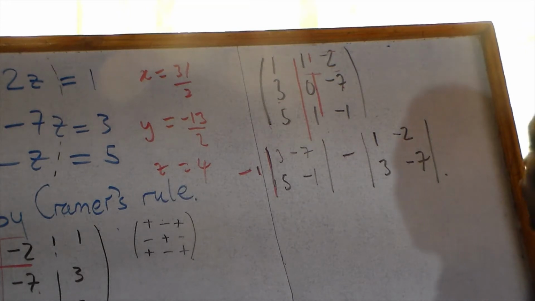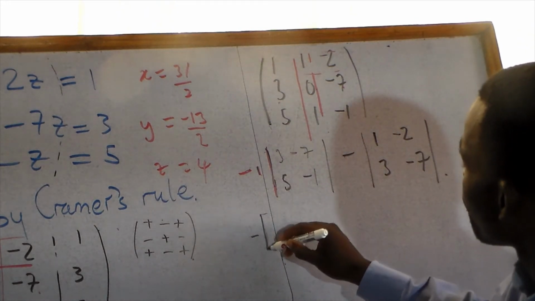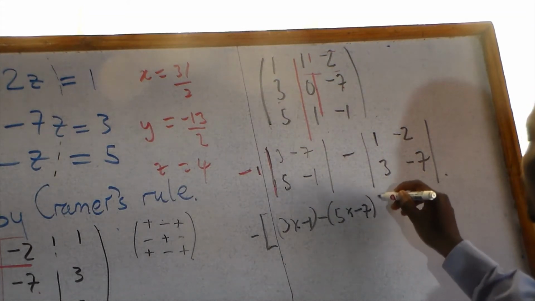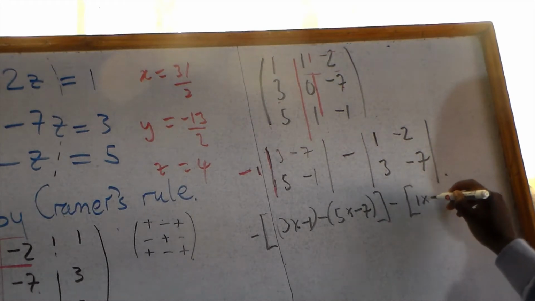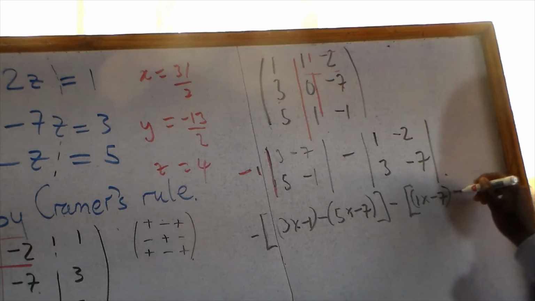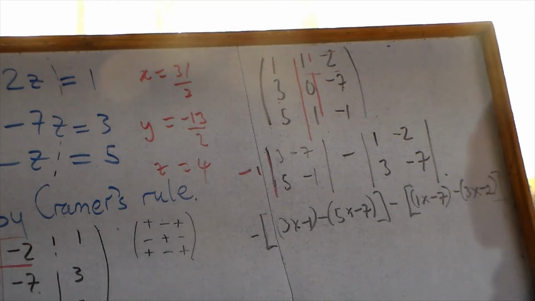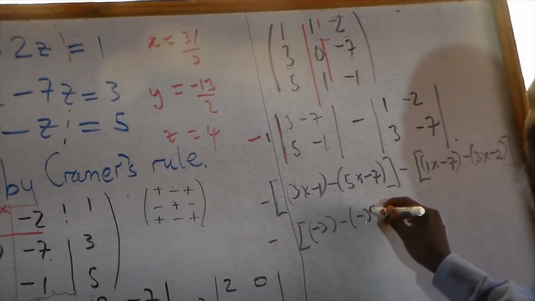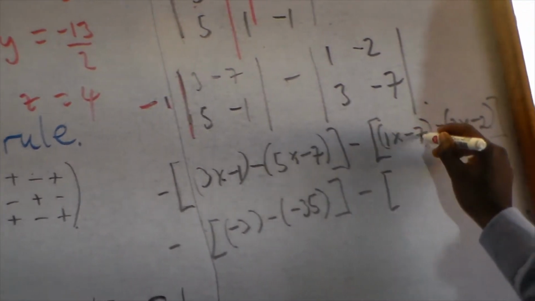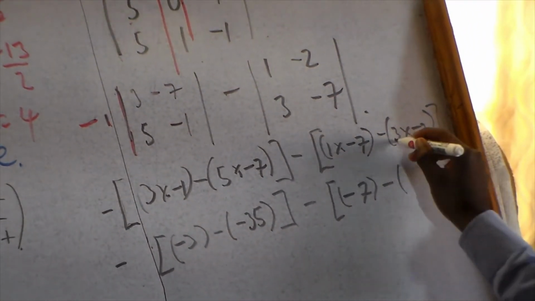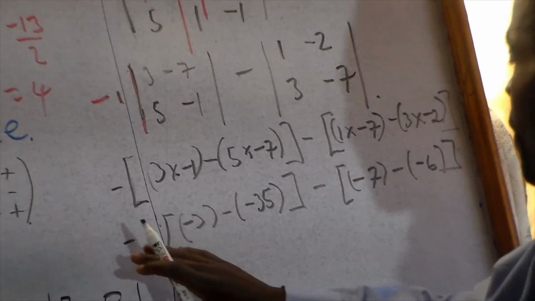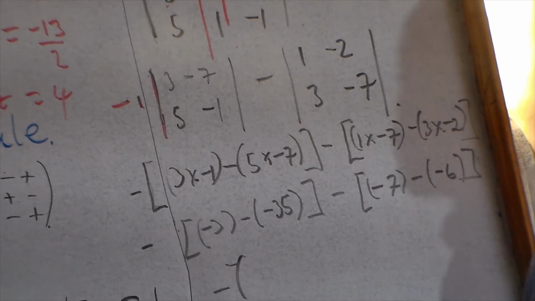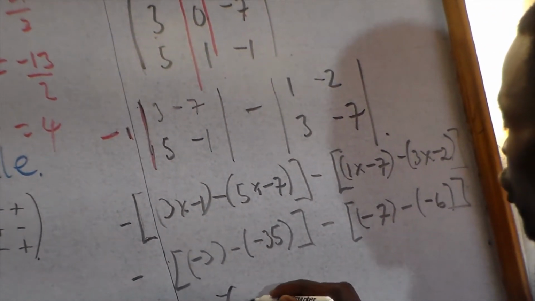Okay. Now we are finding the values. Saying 3 times minus 1 minus 5 times minus 7, okay, minus 3 minus minus 35. Then minus 1 times minus 7, 7, minus 3 times minus 2, 6. Then a negative bracket minus 3 plus 35. We will get a positive 32.